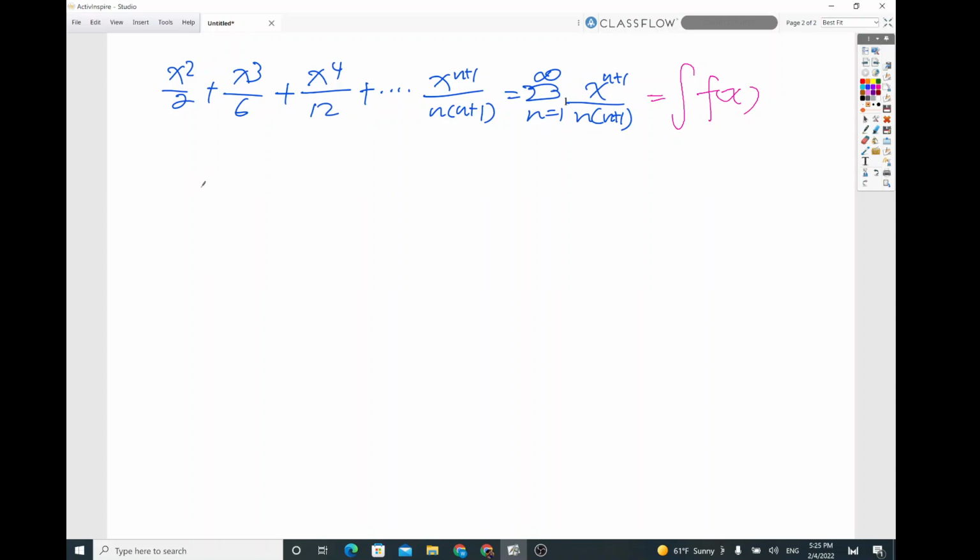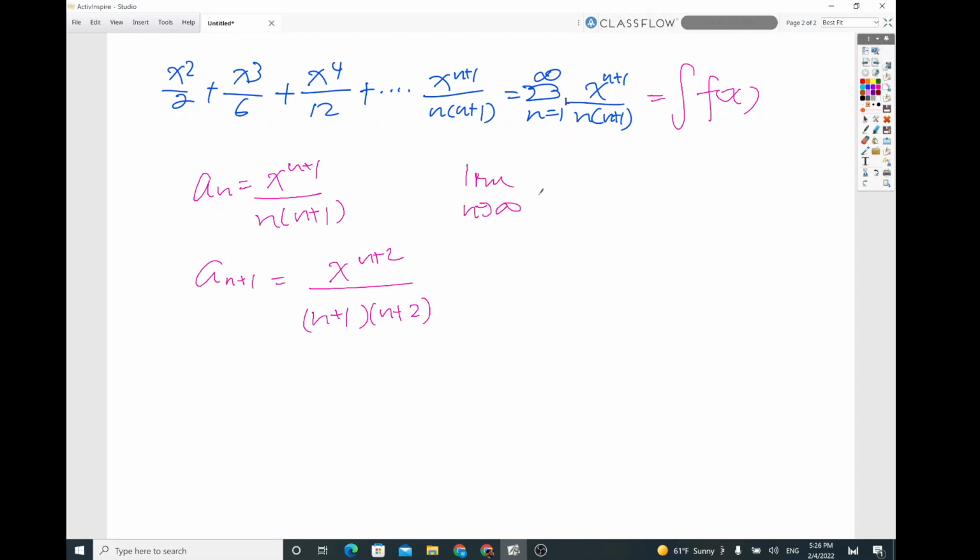Okay, so set up that a sub n equals x to the power n plus 1 over n times n plus 1. And then a sub n plus 1, which is x to the power n plus 2 over n plus 1 times n plus 2. So limit as n goes to infinity. This one you don't want to use the root test, okay? Because that involves a lot of different n terms.